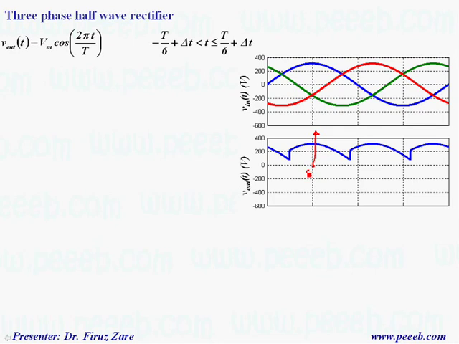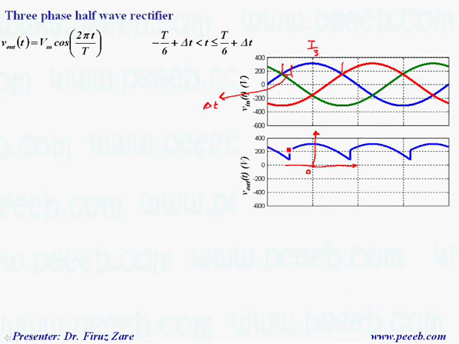That means 0 is here, and we can define the upper limit and lower limit. So basically this period is T over 3, and suppose that we define the firing time as delta t.